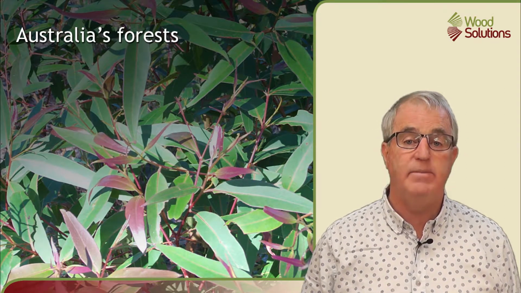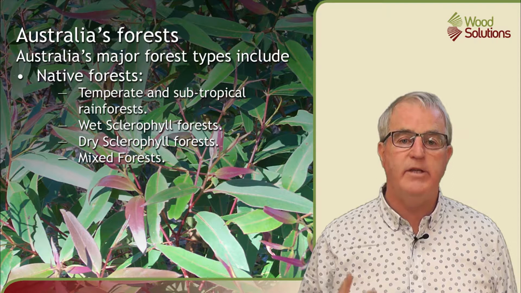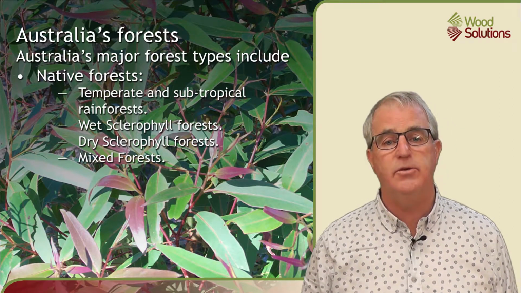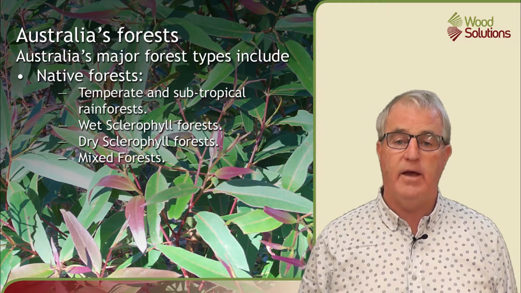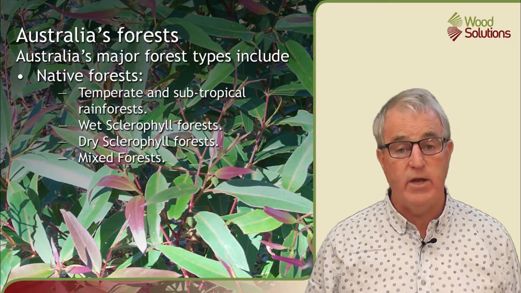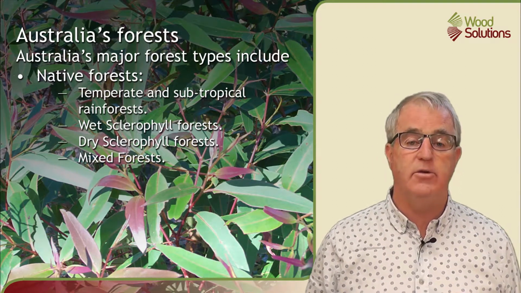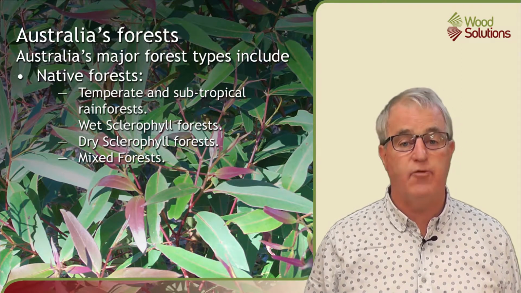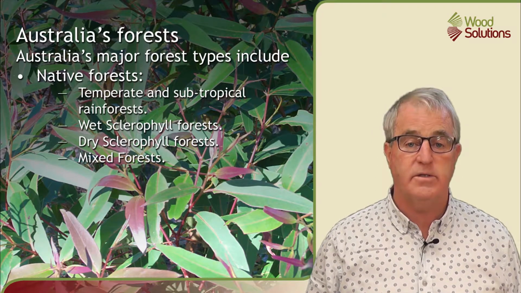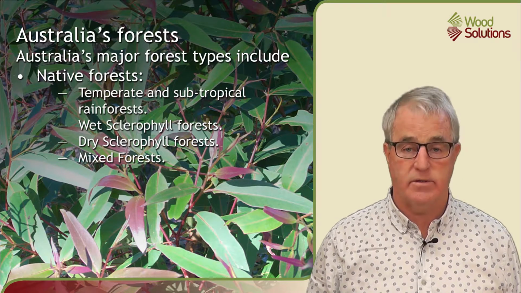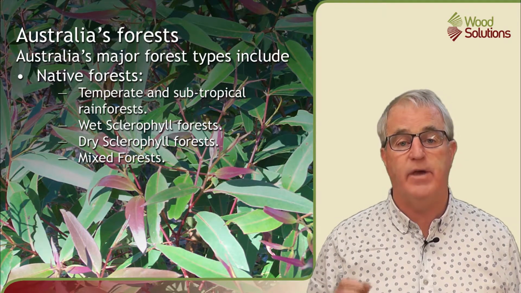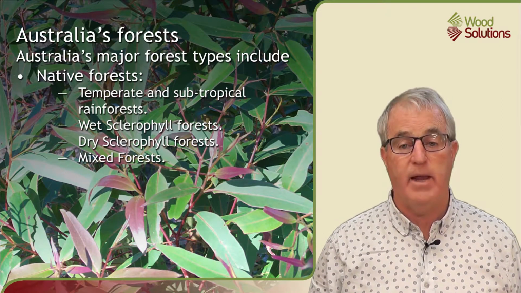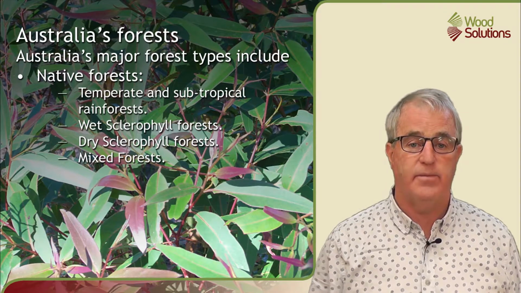Australia has a total land area of 769 million hectares, and 17% of this, about 124 million hectares, is forested. Australia's major forest types include about 122 million hectares of native forests. Native forests are those that have grown and have been regrown naturally from seed after a major disturbance, such as a fire or a harvest. The types of native forests include temperate and subtropical rainforest, wet sclerophyll forests, dry sclerophyll forests, and mixed forests. Sclerophyll forests are those that feature summer drought and wildfire tolerant plants that have hard evergreen leaves.